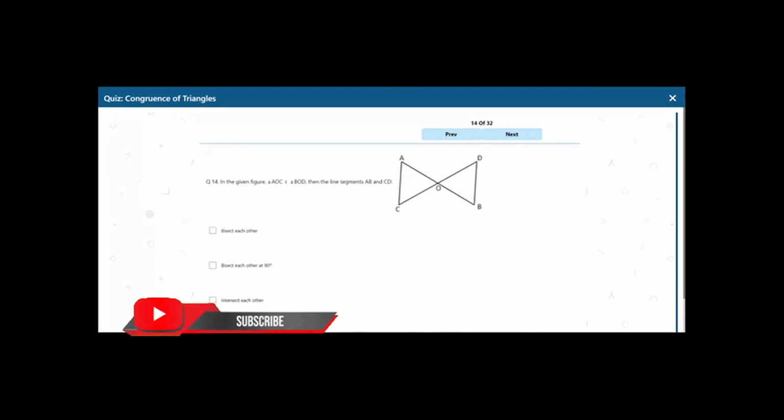Triangle AOC is congruent to triangle BOD. Then the line segments AB and CD bisect each other, ma'am. Intersect, bisect each other. One more option is not there.